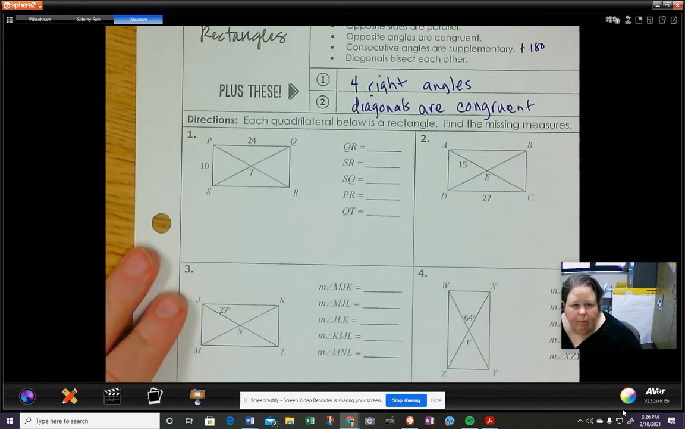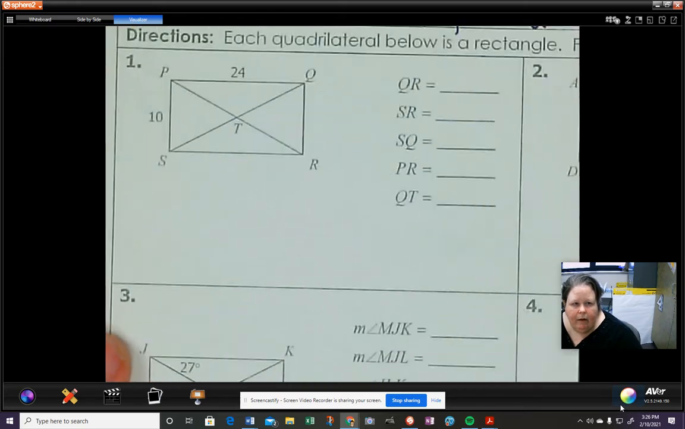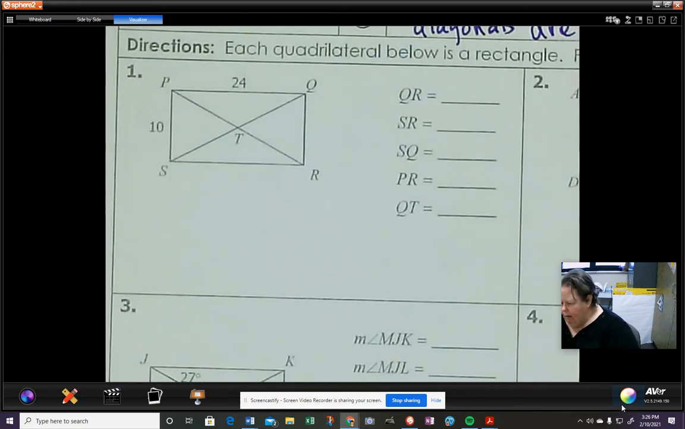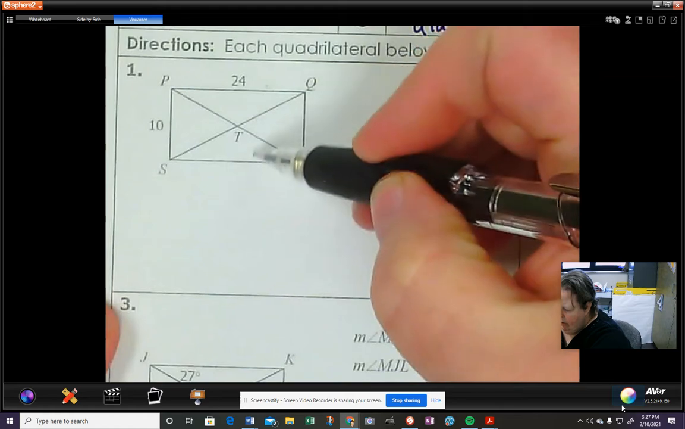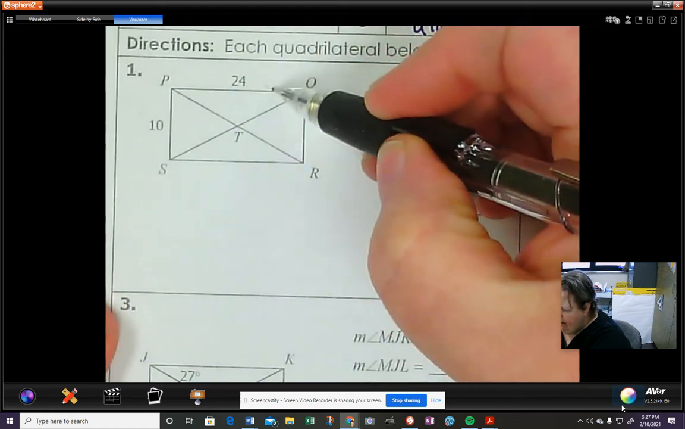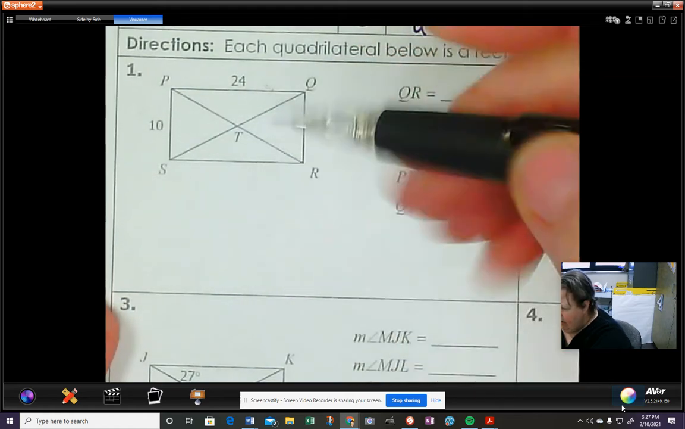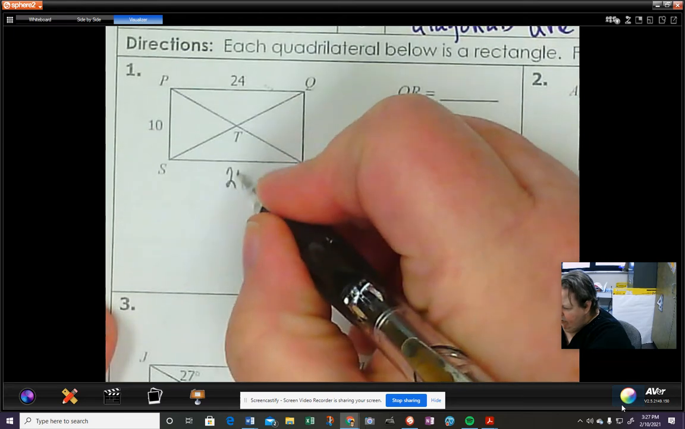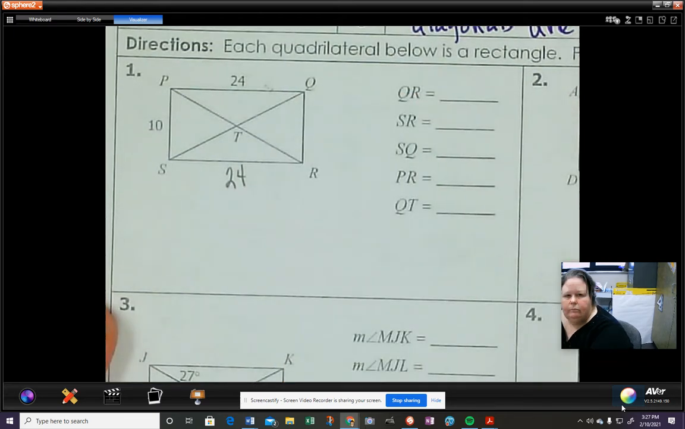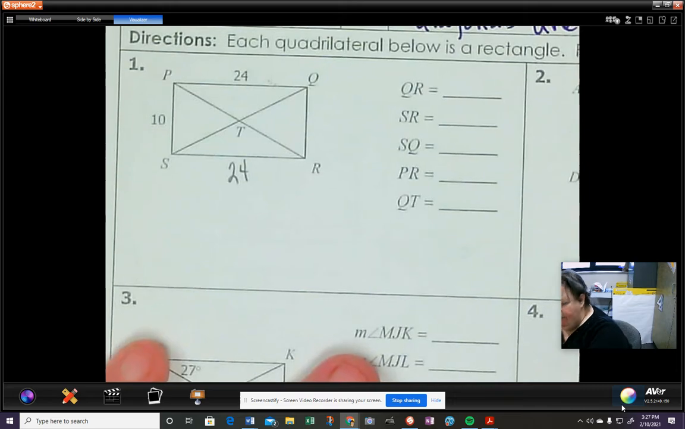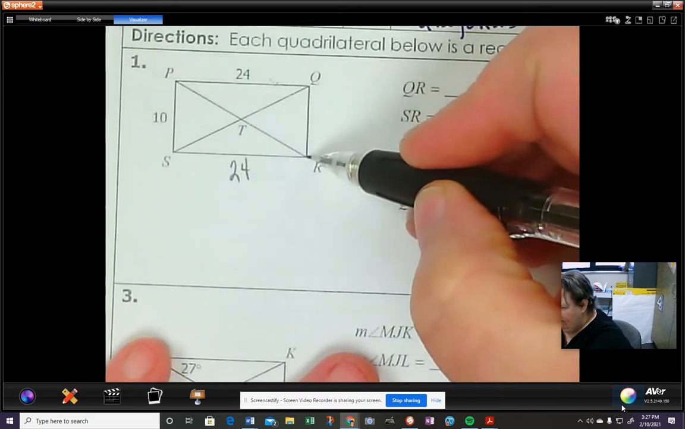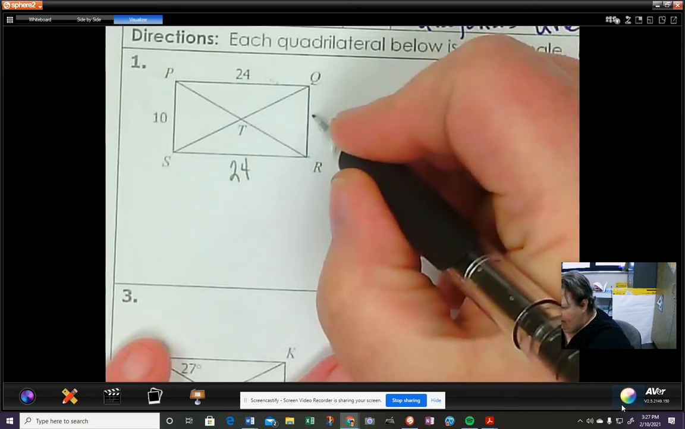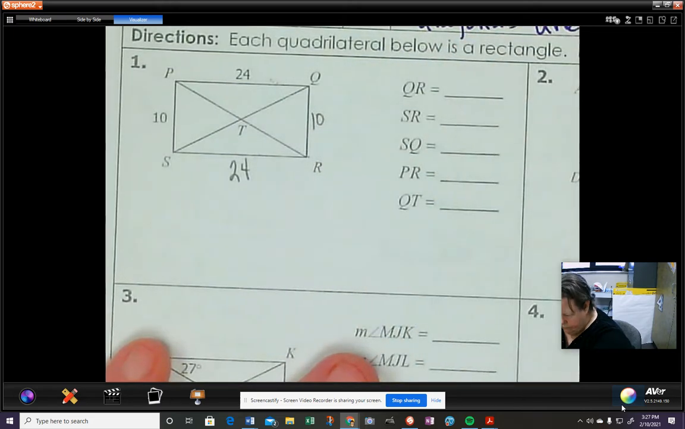I'm going to zoom in on number 1. So number 1, we know that from a parallelogram, opposite sides are congruent. So PQ and SR are congruent. So I'm going to label this one 24. And PS and QR are the same size, same shape. So this one is 10.